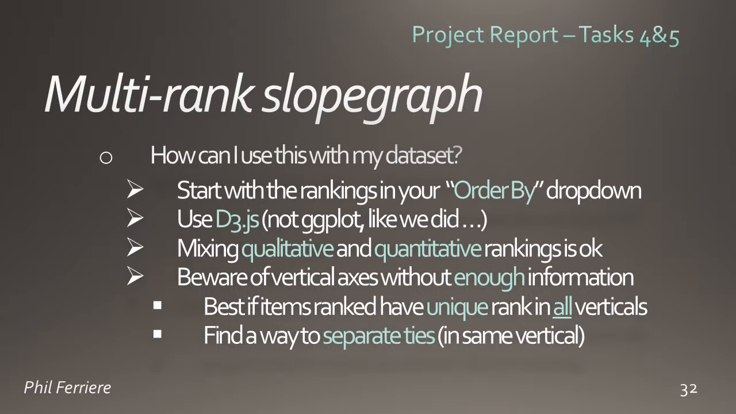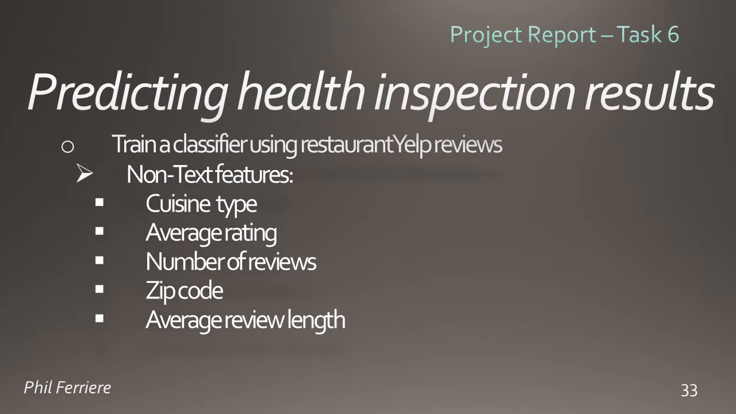For our last assignment, we were asked to train a classifier that could predict if restaurants would pass a public health inspection based on their Yelp reviews, as well as some additional information, such as type of cuisine, star rating, number of reviews, and restaurant location.